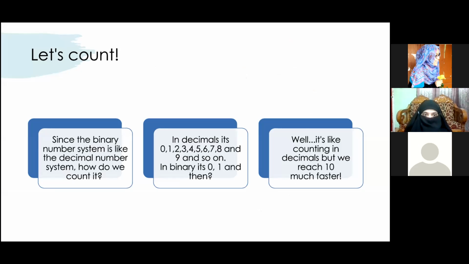Let's count. Since the binary number system is like the decimal number system, how do we count it? In decimal it's 0, 1, 2, 3, 4, 5, 6, 7, 8, and 9 and so on. In binary it's 0, 1 and then... Well, it's like counting in decimals, but we reach 10 much faster.